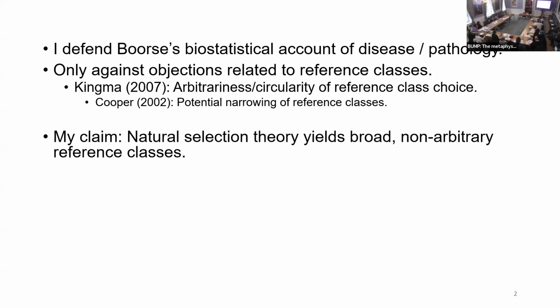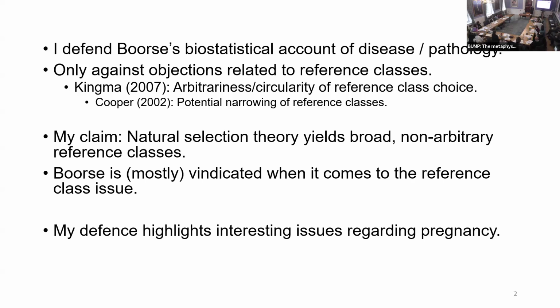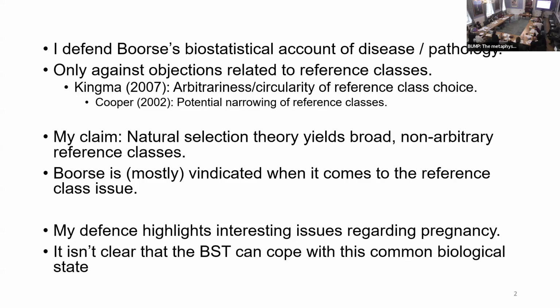So my claim is going to be that natural selection theory can yield broad, non-arbitrary reference classes, contrary to Ingler's worry. And I think that Boorse is mostly vindicated when it comes to the reference class issue. But I think that my defense highlights some tricky aspects of thinking about pregnancy and what counts as normal during a pregnancy, what counts as dysfunction during a pregnancy. So it's not clear to me that the BST can cope with this common biological state. I'm willing to be convinced otherwise, actually.